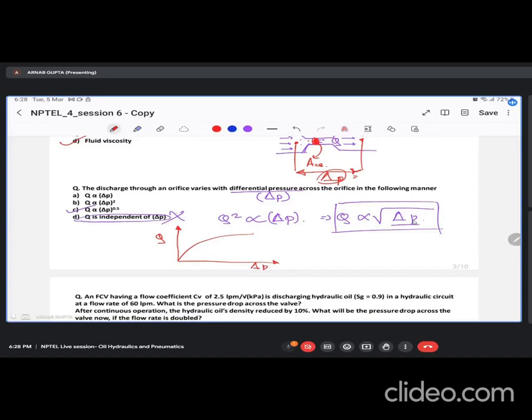So at higher values of delta P, so this is the mathematical relationship, but at higher values of delta P, Q generally, it is seen, falls like this. That is due to the behavior of the flow control valve, that is the orifice section.